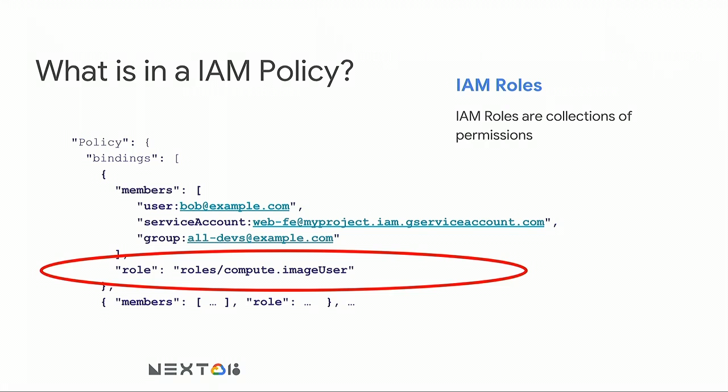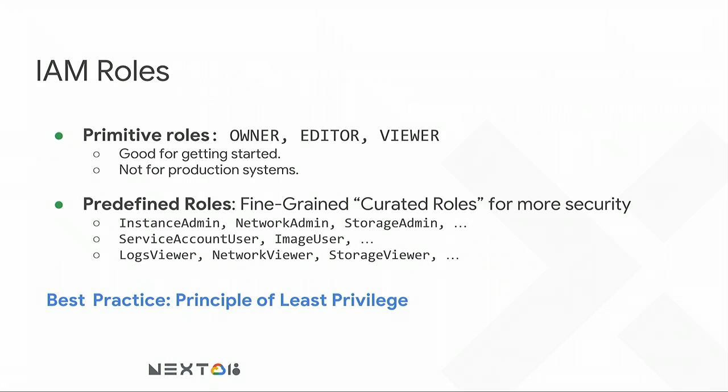The roles are IAM roles, which are really a collection of permissions. So let's take a deeper look at what roles can be. At Google, we support 3 types of IAM roles. The first 2 types are primitive roles and predefined roles. There are only 3 types within the primitive roles: owner, editor, and viewer. They each have a very wide access and a very wide set of permissions.